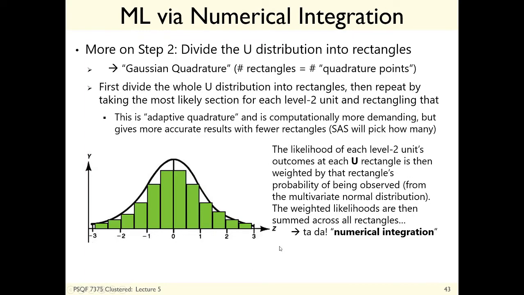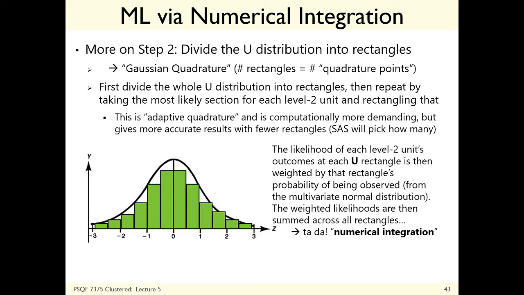So it goes something like this. Quadrature means rectangles. The program picks how many rectangles it wants to use to divvy up a normal distribution. The U's are supposed to be normally distributed, so it would look something like this. For instance, Stata's default is 7. Mplus's default is 15. SAS has a thing where it just picks how many it thinks you need.